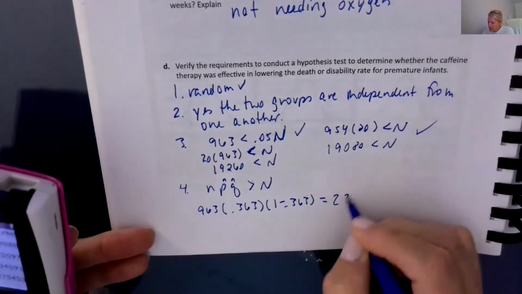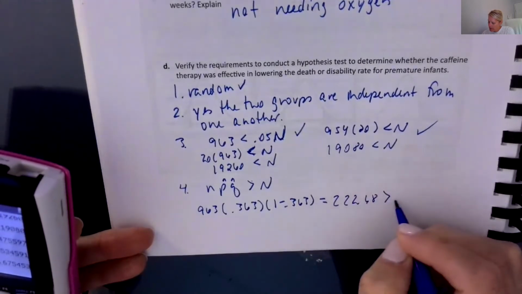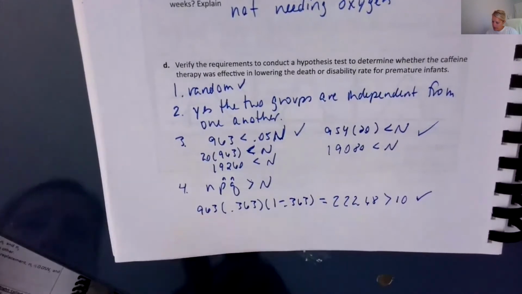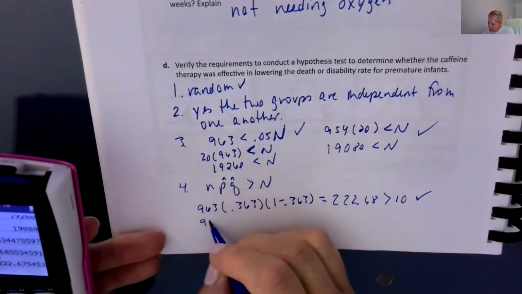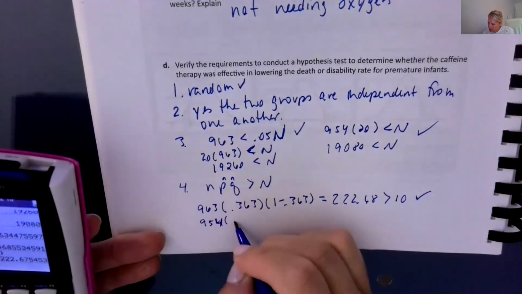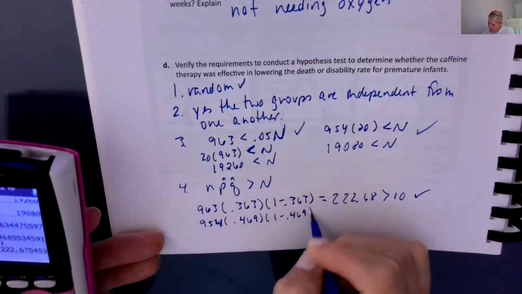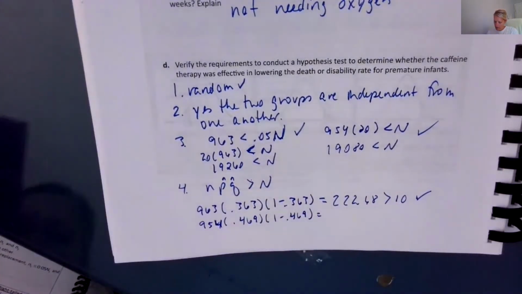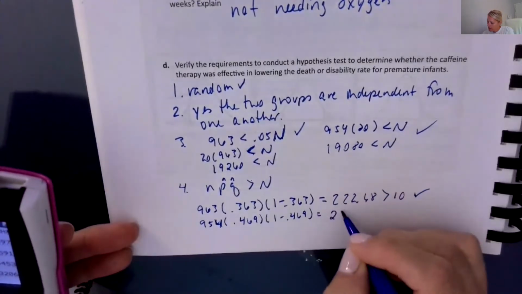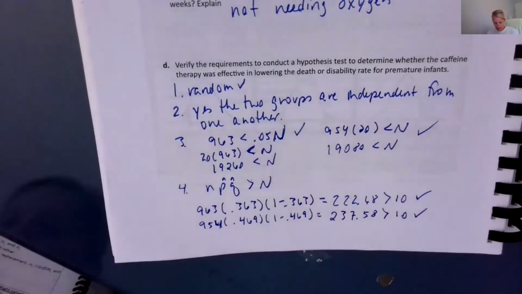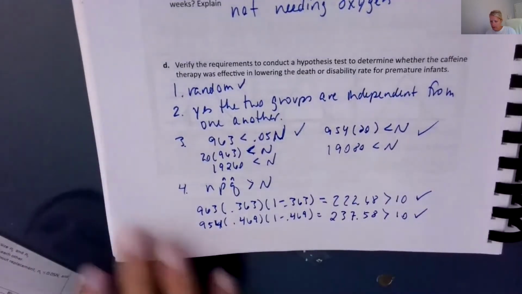And that is 222.68. So yes, it's definitely bigger than 10. So that shows normality for the first group of babies. And then the second group is 954 times 0.469 times 1 minus 0.469. And let's see what that comes out to be. And that comes out to be 237.58, and that is sufficiently bigger than 10. So yes, we have met all of our criteria for the central limit theorem.